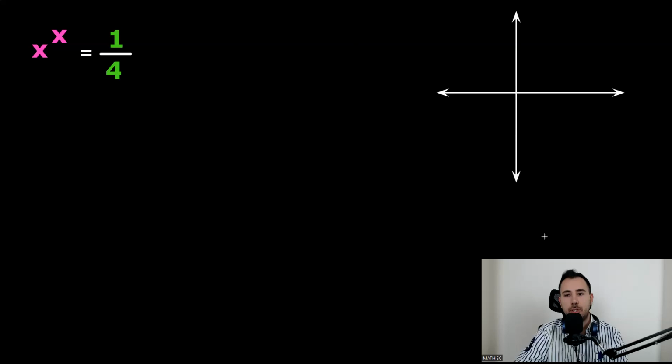Okay. So let's just start off by drawing y equals x to the power of x. So what if x is 1? 1 to the power of 1, 1 again. So that would be the first point, x being 1, y being 1. If x is 2, 2 to the power of 2 is 4. So x 2, y 4. That's going to be the next one.